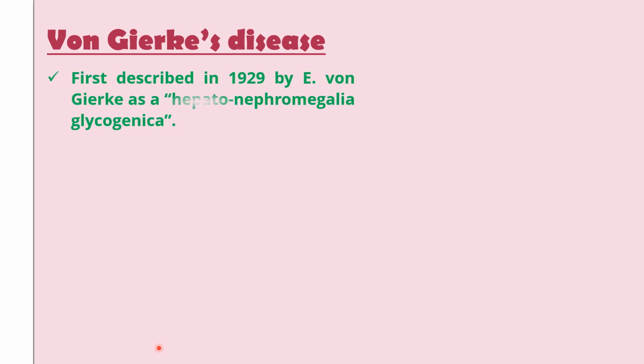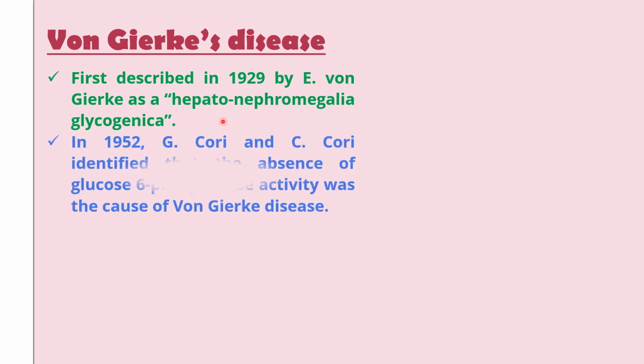So continuing our discussion on von Gierke's disease, this disorder was first described by von Gierke in the year 1929 as hepatonephromegalia glycogenica. What it means is hepatonephromegalia means both liver as well as kidney is enlarged in von Gierke's disease. In 1952, G. Corey and C. Corey identified the cause of von Gierke's disease as absence of glucose 6-phosphatase activity.